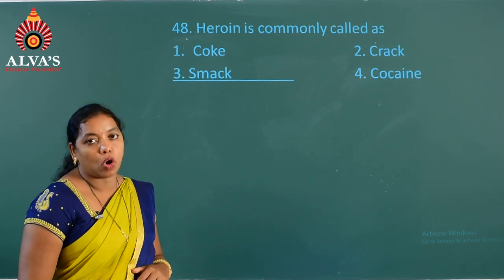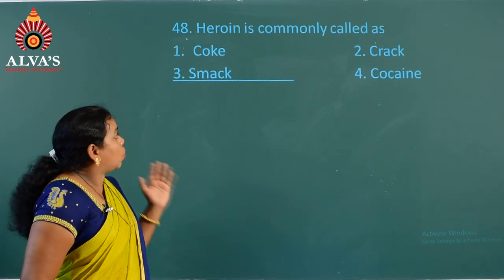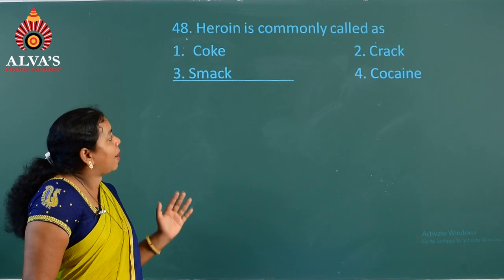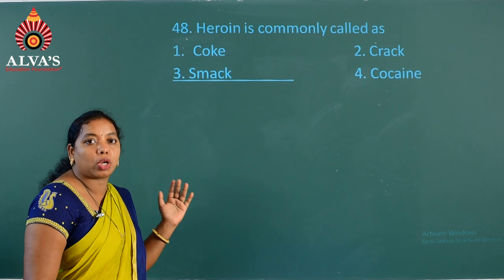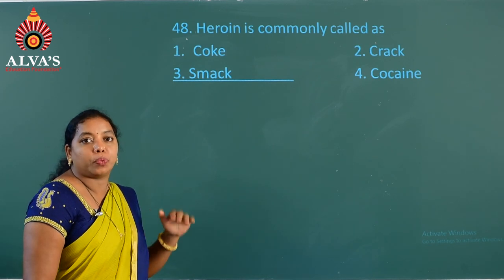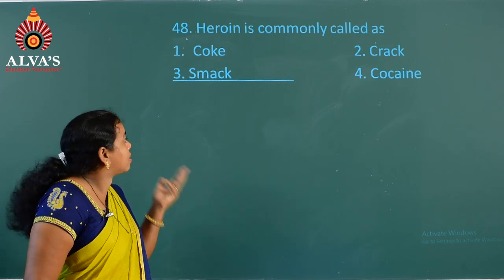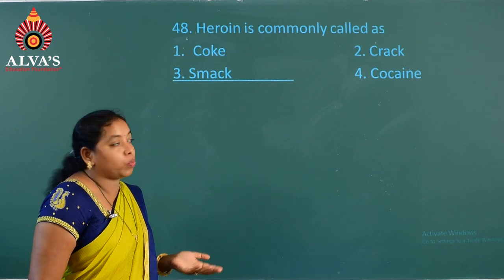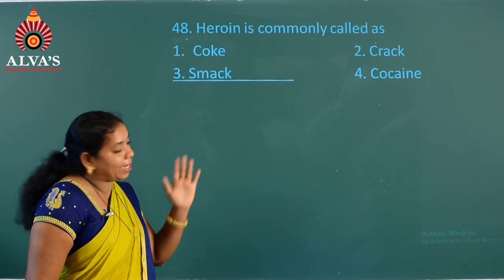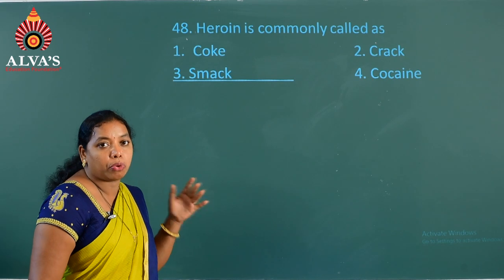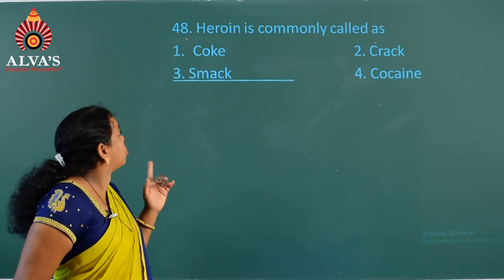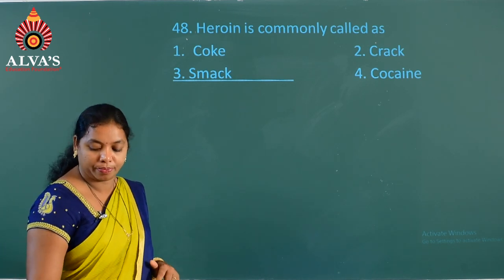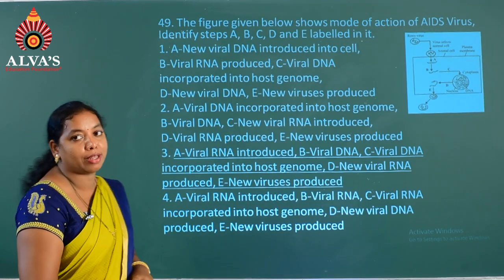Heroin is commonly called coke, crack, smack, cocaine. If you consider heroin, it is one of the opioid drugs. So, heroin is commonly called smack itself. Coke or crack are examples of coca alkaloid. Hence the answer for this particular question is smack. Moving on to the next question, that is the 49th question.